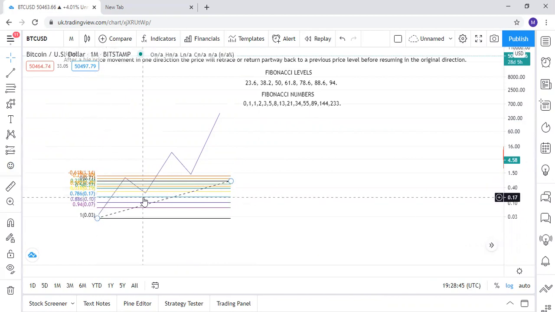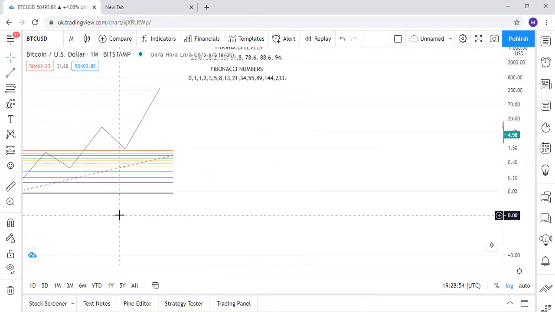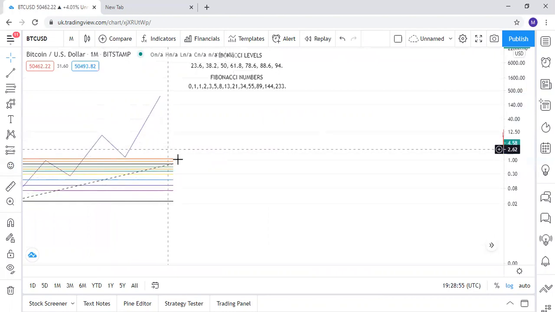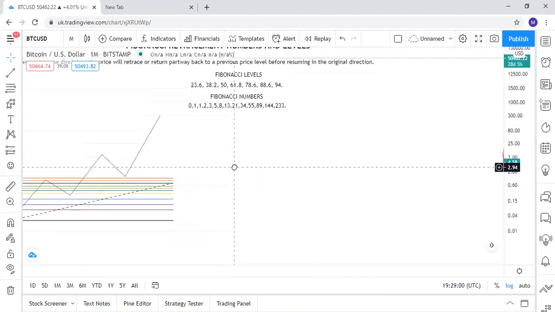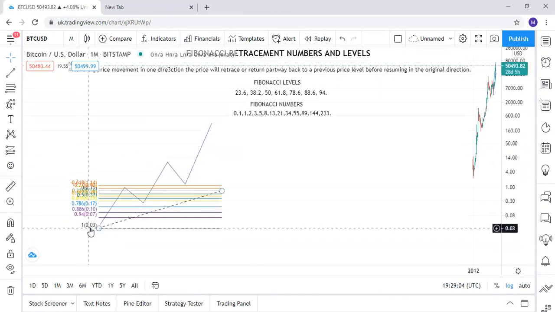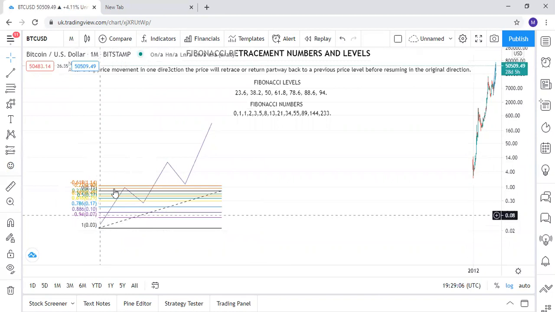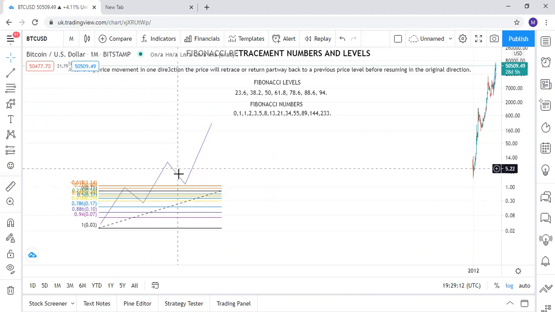As you can see, now the market here retraced to the 61.8 ratio. Look at it. Can you see it? The market went up. Then when it got to the 61.8 percentage retracement level, what happened? It continued in this direction.